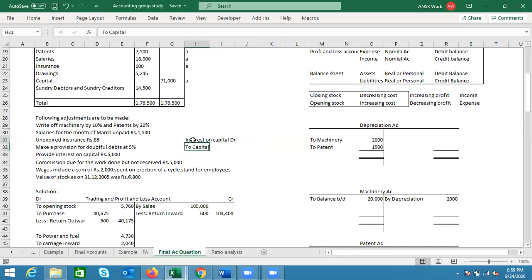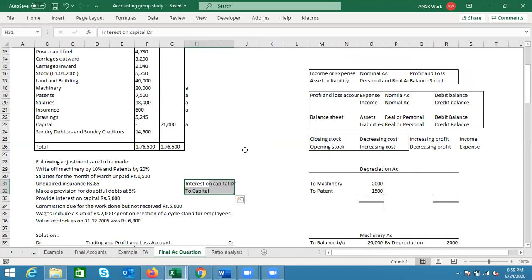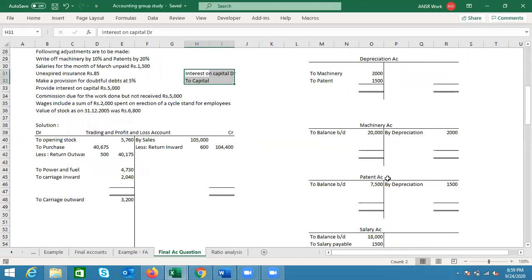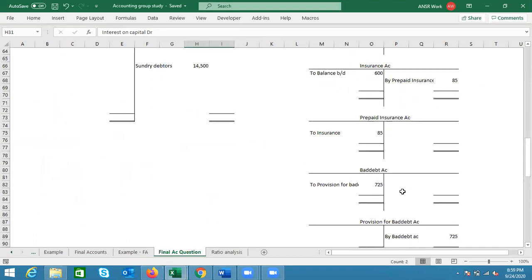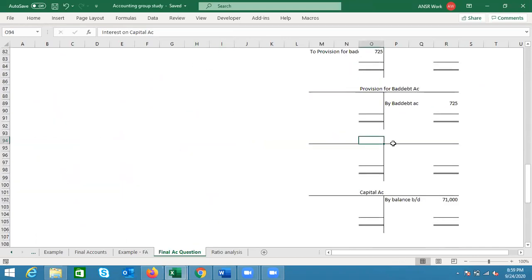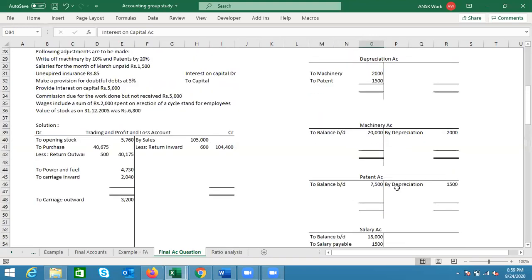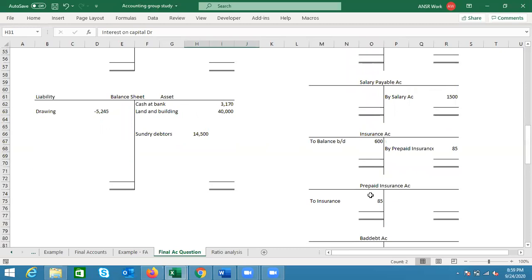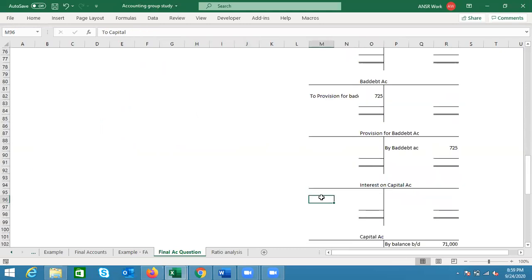Now that we have determined this, interest on capital account we did not have. We will create a new one. Capital account we had. Okay, interest on capital. Let me bring in that first. Okay, interest on capital will it be posted on the debit side or credit side? Debit side. Debit side, perfect. And the particular should be to capital, right?